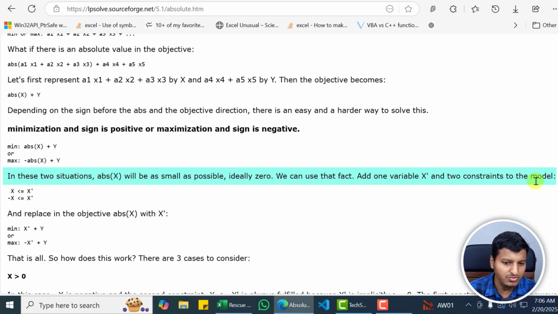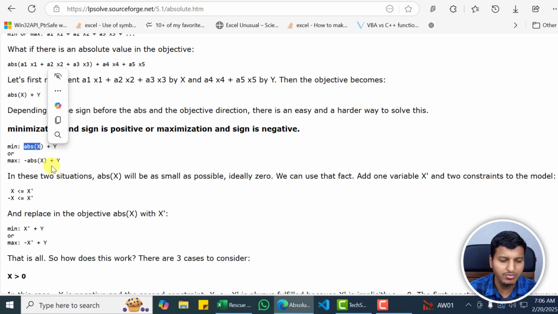So we need to add one variable, that is x prime, instead of abs x. So the objective function will change to x prime plus y. Okay, so you can see we replace in the objective abs x with x prime, so x prime plus y, and we need to add two constraints to the model. One is that x needs to be less than or equal to x prime, and minus x is going to be less than or equal to x prime. So these are the two conditions.